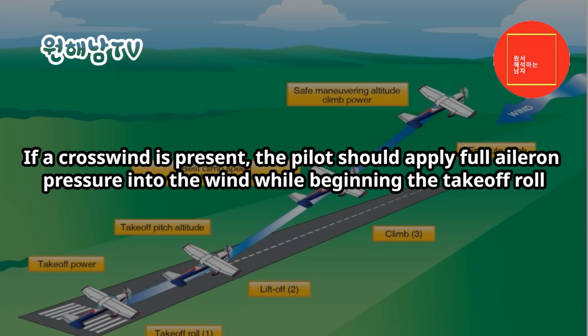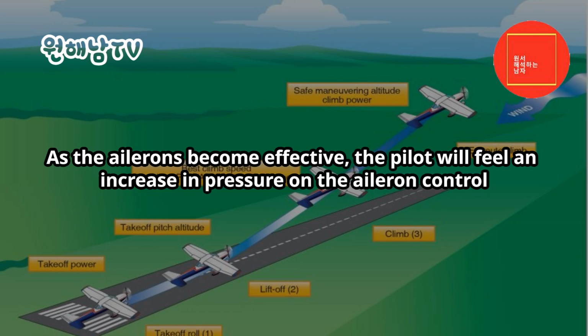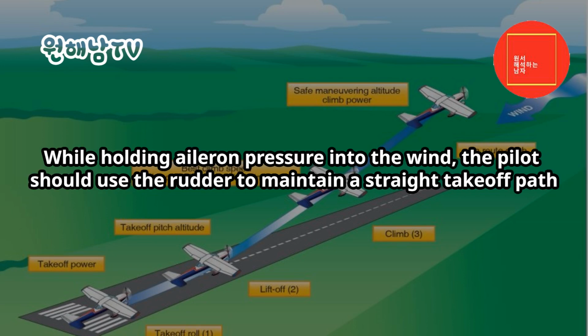If a crosswind is present, the pilot should apply full aileron pressure into the wind while beginning the takeoff roll. The pilot should maintain this control position as the airplane accelerates and until the ailerons become effective in maneuvering the airplane about its longitudinal axis. As the ailerons become effective, the pilot will feel an increase in pressure on the aileron control. While holding aileron pressure into the wind, the pilot should use the rudder to maintain a straight takeoff path.